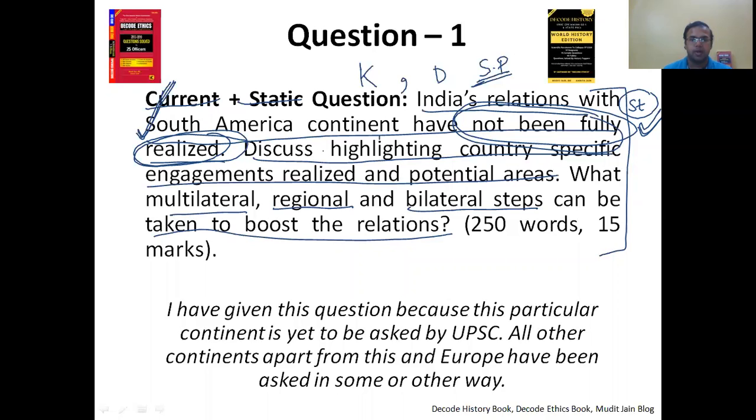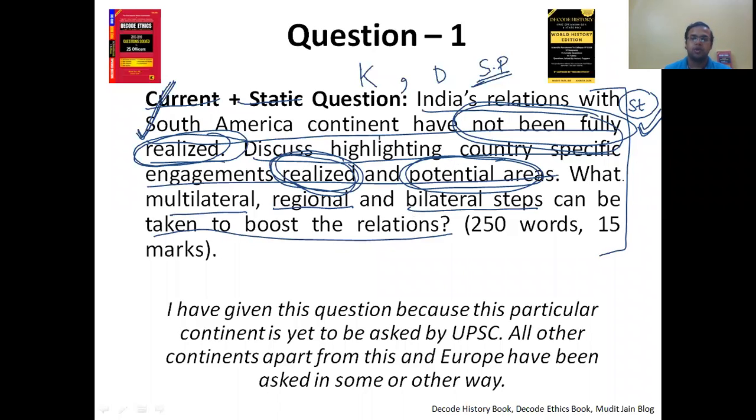So the second part, let us see: discuss highlighting country specific engagements realized. Now this is the second part. What are the engagements realized? This is the third part. What are the potential areas? Then, what multilateral, regional and bilateral steps can be taken to boost the relations?